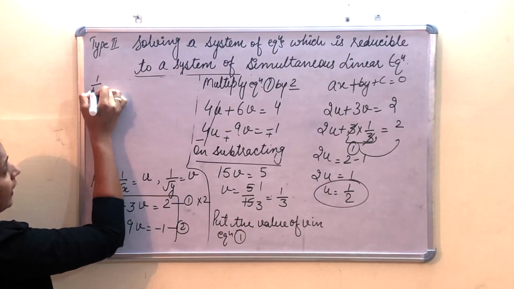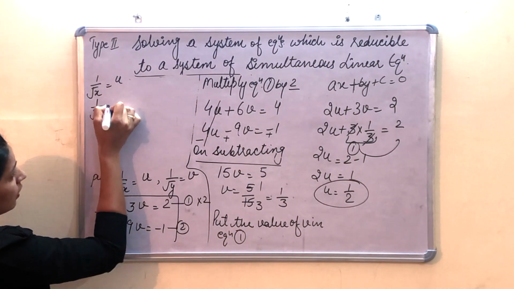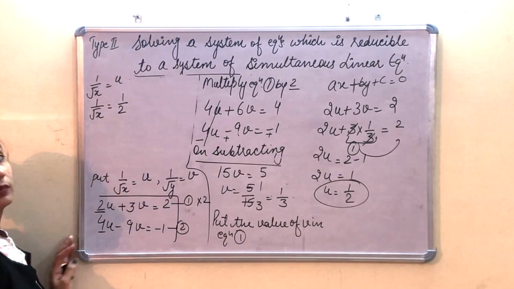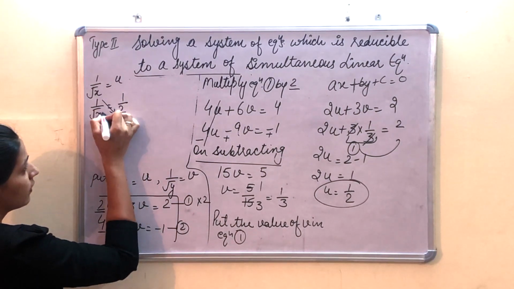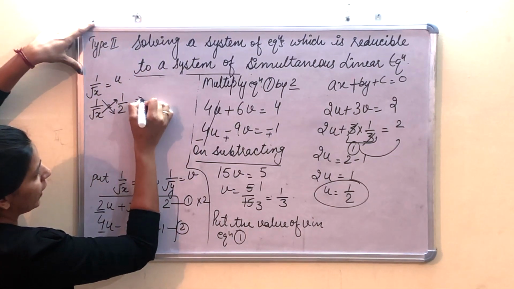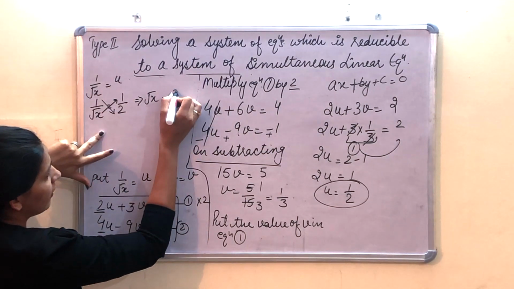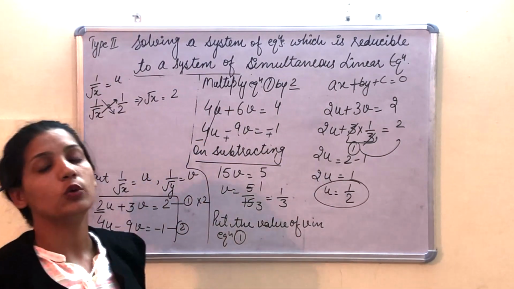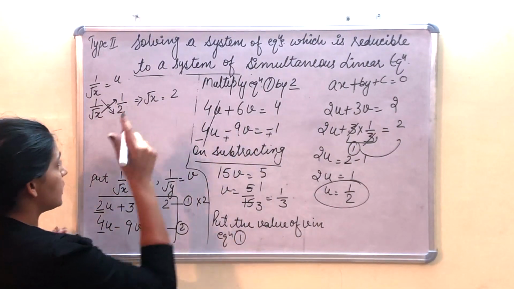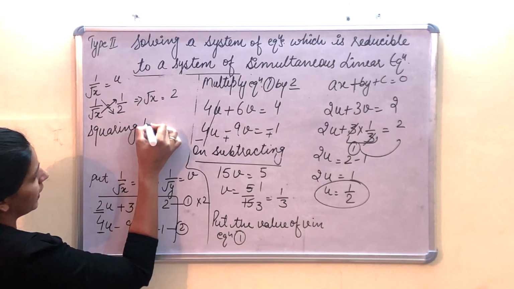So it is 1 by under root x is equal to u. What is the value of u? It is 1 by 2. Cross multiply each other. If we multiply under root x by 1, our answer is under root x is equal to, if we multiply 2 by 1, our answer is 2. But it is under root x and we have to find the value of x. So what we do? Squaring both sides.